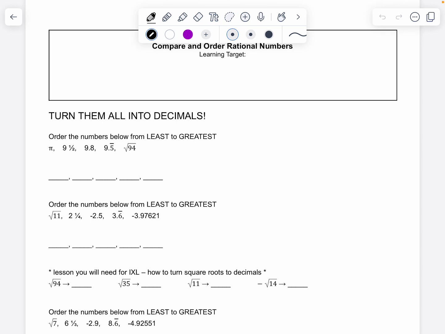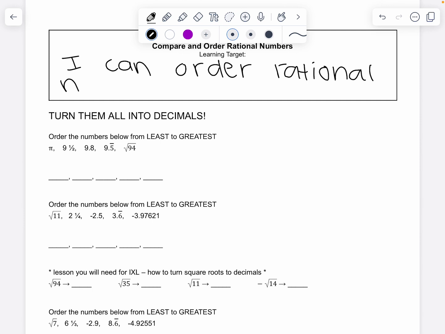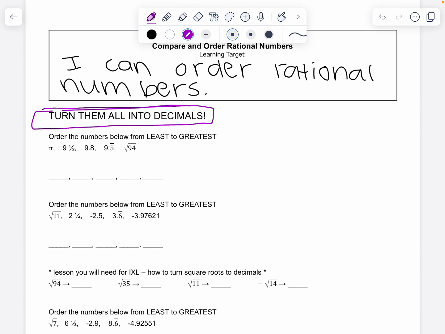Our learning for today is I can order rational numbers. We talked about this early in the week, what the difference is between rational and irrational. Today we are just focusing on rational, and we're going to order them from least to greatest. It should be pretty easy for you guys as long as you remember you need to turn everything into decimals. So you're going to get a set of numbers, and then you need to turn it into a decimal.